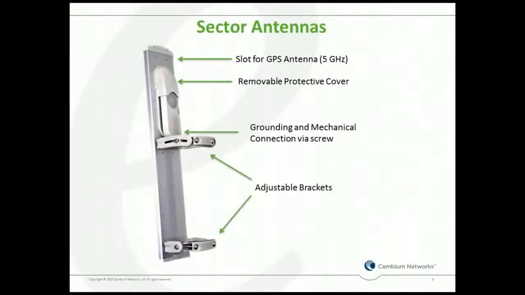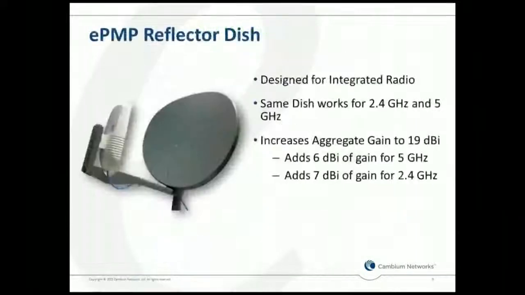The sector antennas are specifically designed for the ePMP. The radio mounts directly to the back of the antenna with a single screw, which holds it on mechanically as well as providing a grounding mechanism. There are adjustable mounting brackets, and there's a slot at the top of the antenna where you can put the GPS antenna for a nice clean installation.